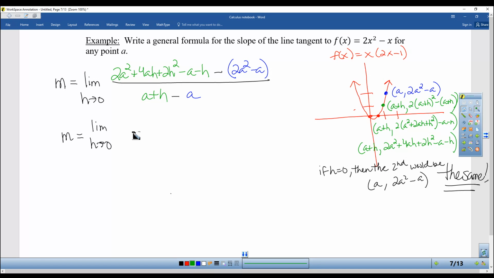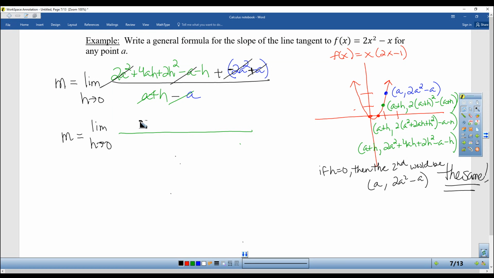But I like to write this out every time after all these years, because I like to see y2 minus y1 over x2 minus x1. But I know what you guys are like. You do what you want. So if I distribute this, then the plus a and the minus a cancel, and the 2a squared and the negative 2a squared cancel. So with what's left, you can predict.